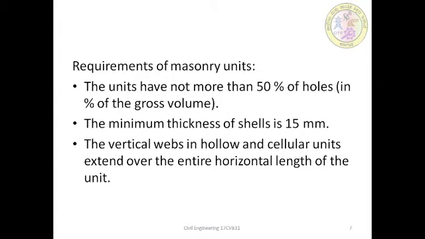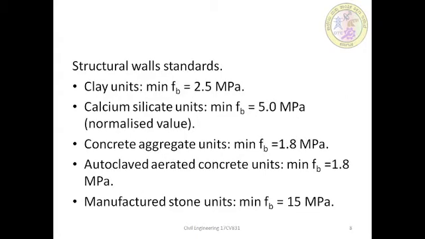Then the relatively low minimum values of the compressive strength of the masonry unit to be used for the construction of the structural wall are like this. The first one is, let us say, a clay unit whose fb, that is the compressive strength, is to be equal to 2.5 megapascal.